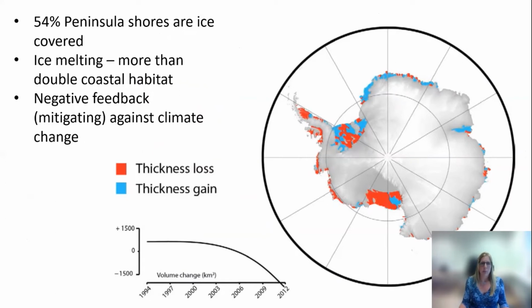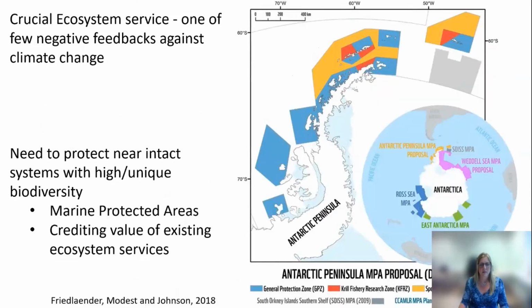This new habitat will allow new assemblages to develop, drawing down more carbon, providing one of the few negative feedbacks against climate change, and therefore protecting seafloor communities around the Antarctic is expected to help tackle both the biodiversity and climate crisis. This study highlights the need to protect near intact coastal systems and the value of their ecosystem services.